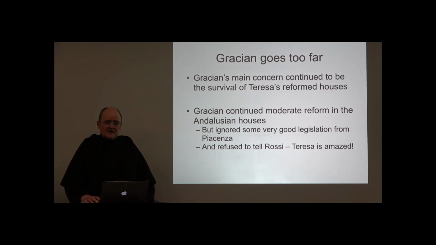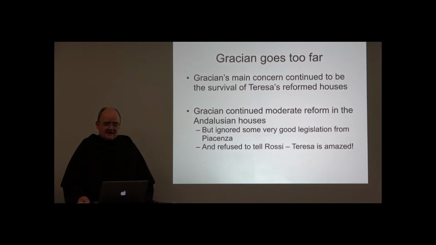Well, Gratian, well-meaning or not, is going to start making some substantial mistakes that are going to come back to haunt Teresa. His main concern, as you see, was the survival of the reform. So he continues to try to spread the reform gospel in the other Andalusian houses, but surprisingly, he ignores some very good legislation that the Piacenza chapter had provided. These were guidelines for Carmelite houses throughout the order, and how they should be changing, reforming, and straightening out their activity. Gratian didn't touch any of that.